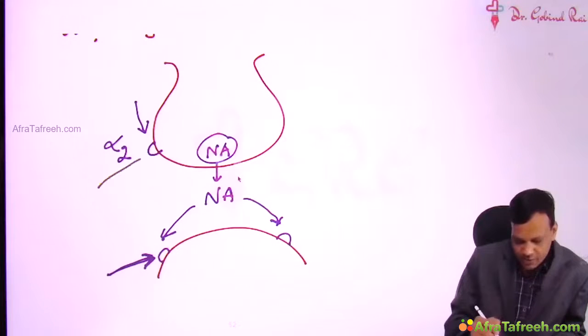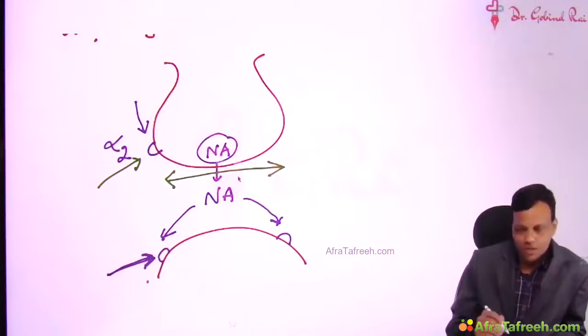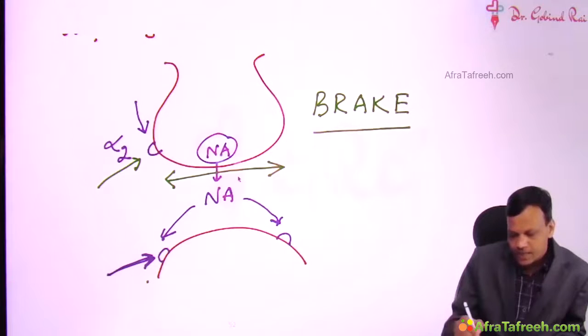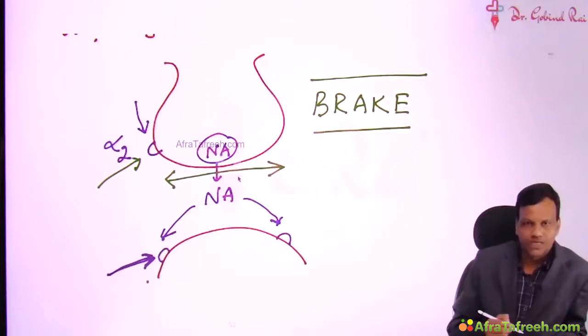That means whenever we stimulate alpha 2 receptors, it will inhibit the release of noradrenaline in the synapse. When noradrenaline does not come, sympathetic activity stops. So simply you need to remember that alpha 2 is acting like a brake. Alpha 2 acts like a brake to the sympathetic system. It is mainly presynaptic and acts like a brake to the sympathetic system.